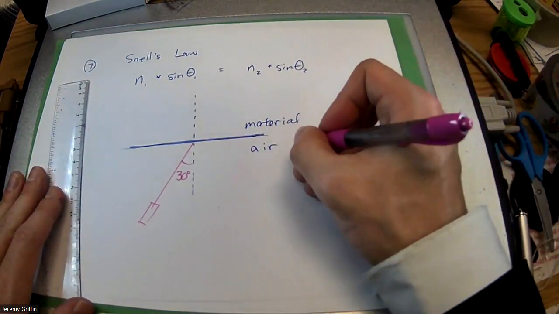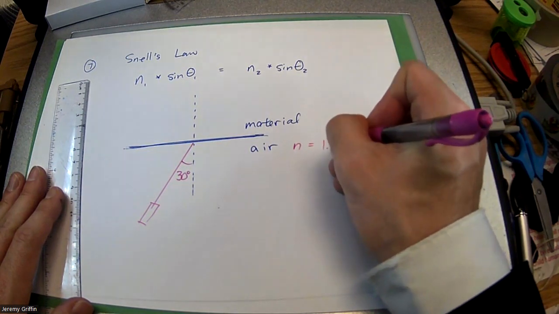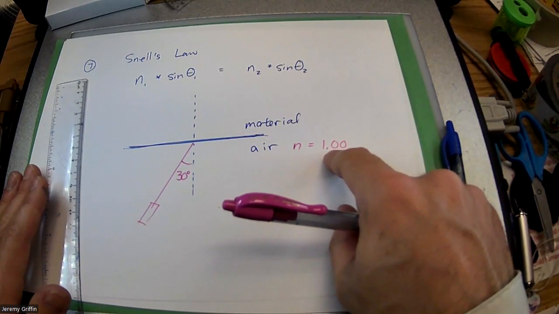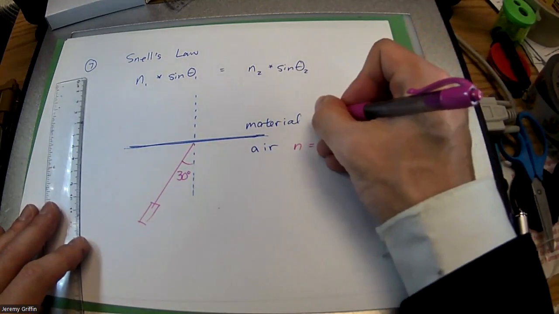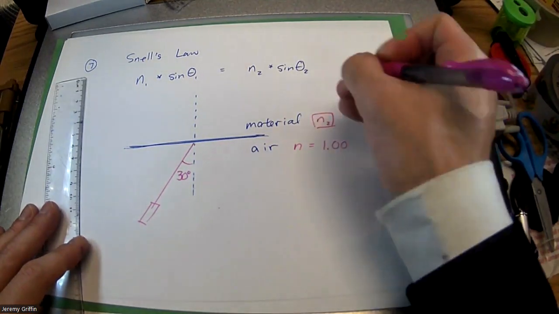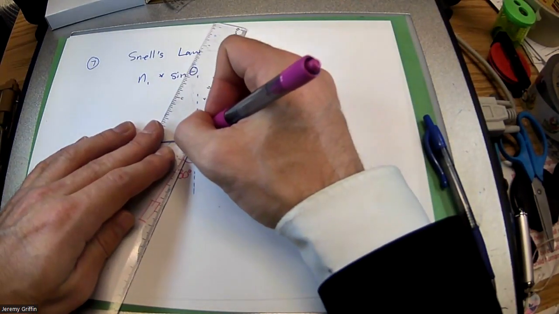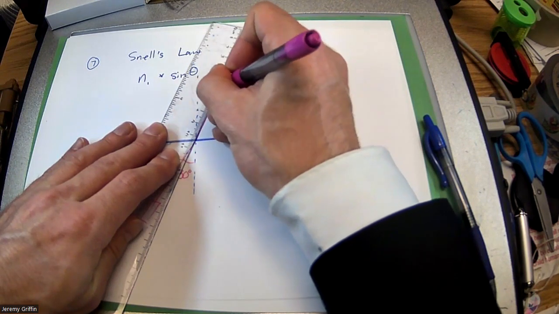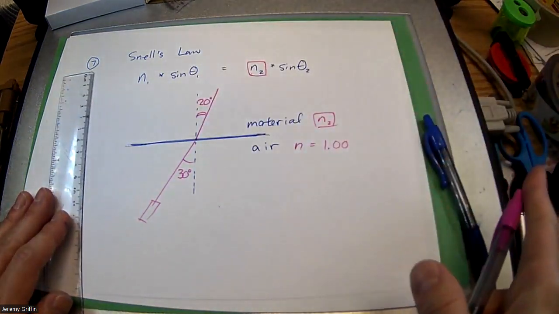And for air, guys, what's the index of refraction of air? Pretty much the same as a vacuum, like 1. It's like 1.0003, but we'll just call it 1. And this material we'll call N2, and we're solving for N2. This is going to refract. Anytime the index of refraction increases, it bends closer to that normal line, which is exactly what goes on here. You've got 20 degrees, something like that.